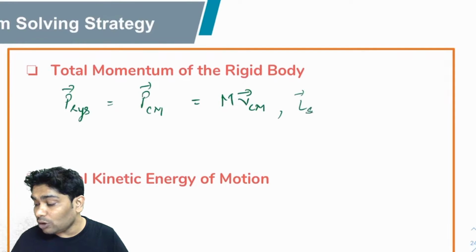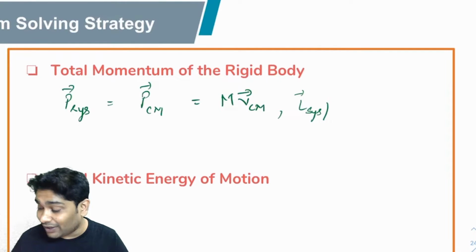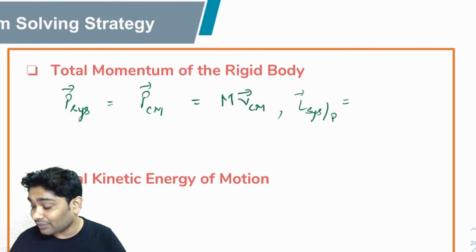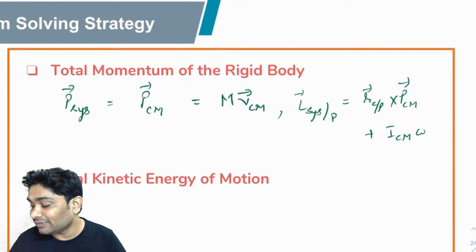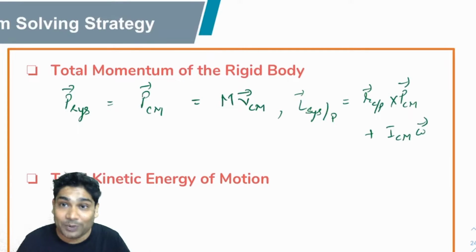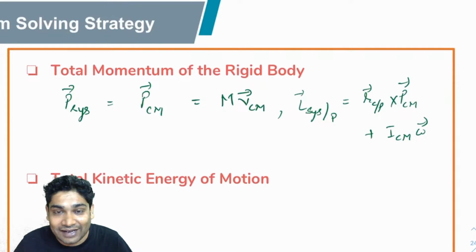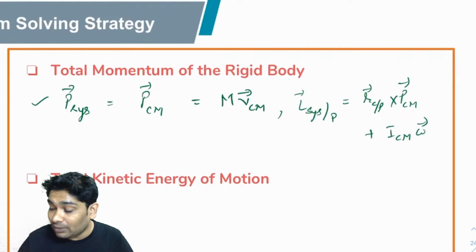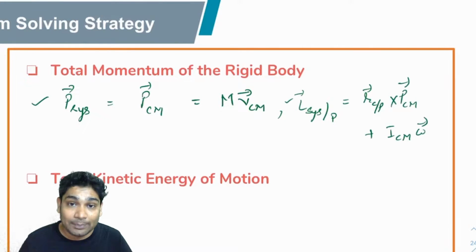So angular momentum also can be found now, as you realize that the angular momentum of any system of particles about any point P is R of CM with respect to P cross PCM plus ICM omega. So I hope you remember this. I discussed this earlier. Yes, I will discuss that later. Don't worry. So now you can find the total momentum and the total angular momentum of the body.